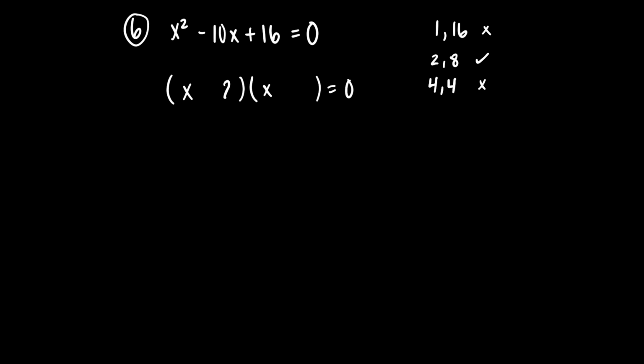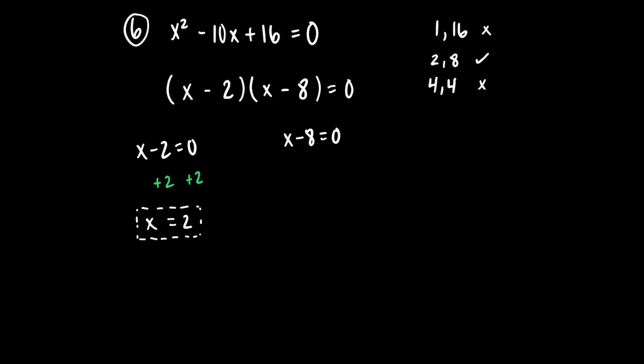So we're going to do 2 and 8, and they both need to be negative, so x minus 2 and x minus 8. So we'll let each one be equal to 0. So from here, add 2 to both sides. You'll get x is equal to 2. And on this one, if we add 8 to both sides, we'll get x is equal to 8. That's our other solution. So our final answer will be x is equal to 2, 8.